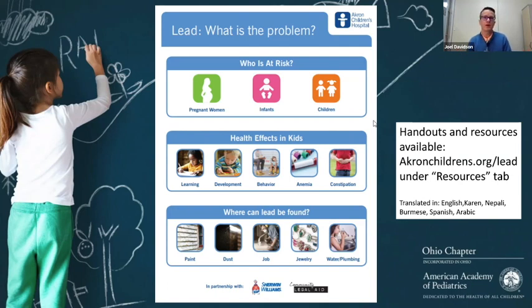So where do you find lead? You find it in paint, dust, at the job, in some jewelry, and in water and plumbing. We put these as sources, not because we want people to be afraid of their water, but so that they think about all of these available sources.